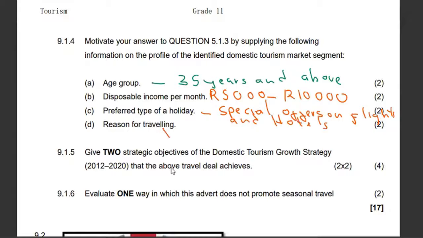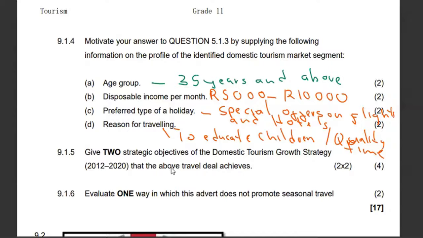Reasons for traveling. They like to educate children. They traveled in order to educate children. In addition to that, for quality time, to spend quality time with their children.